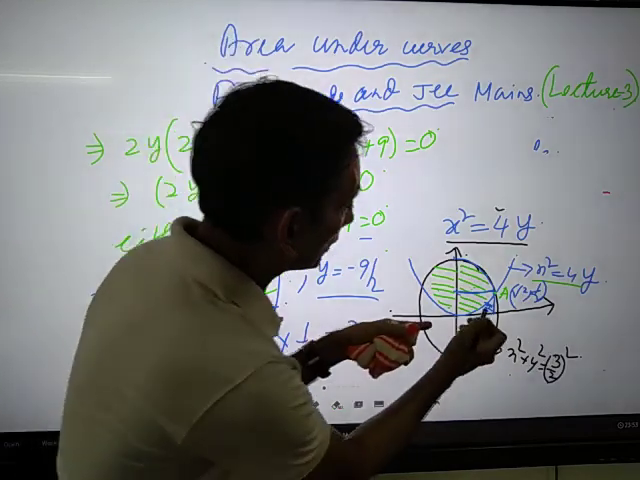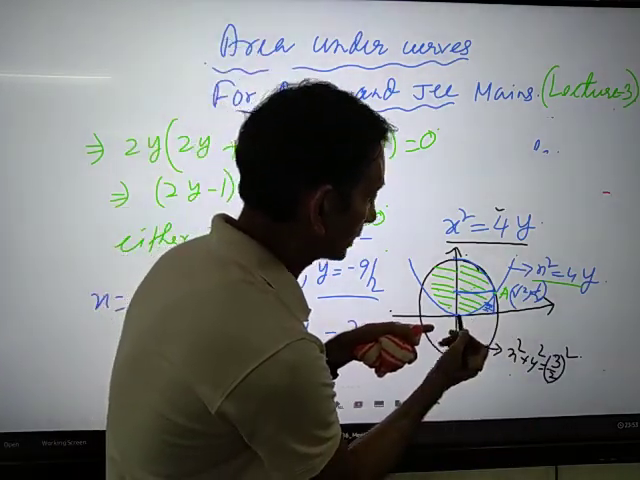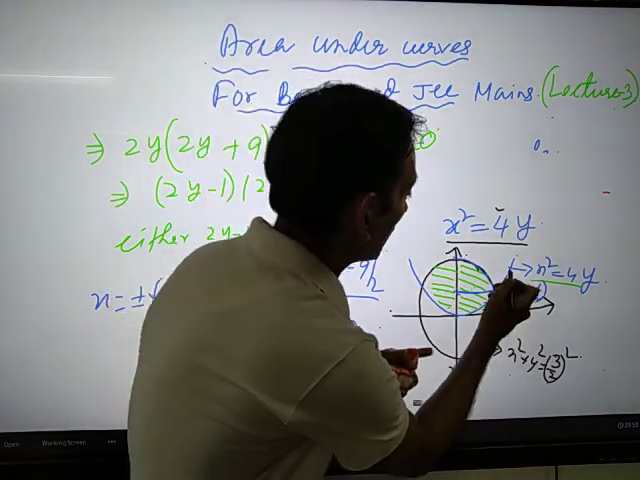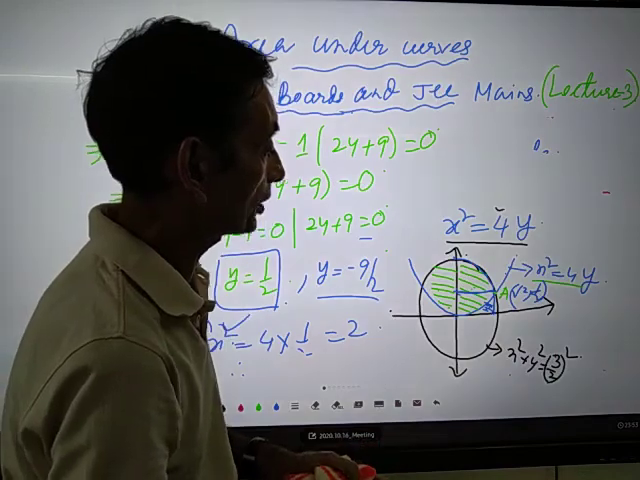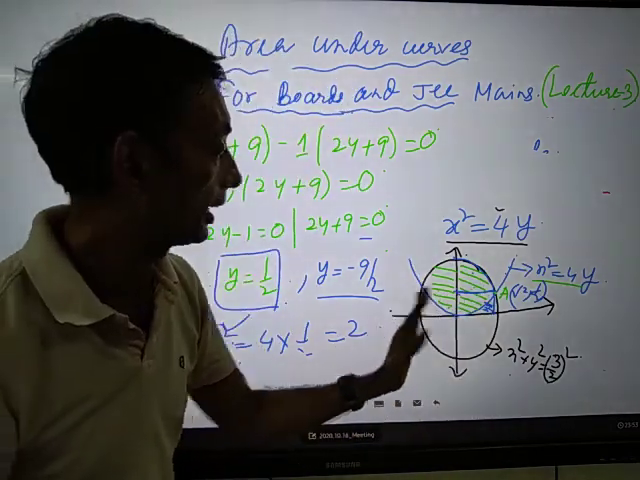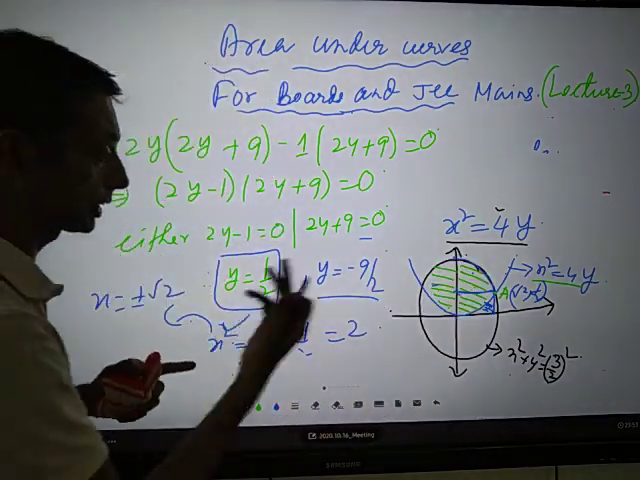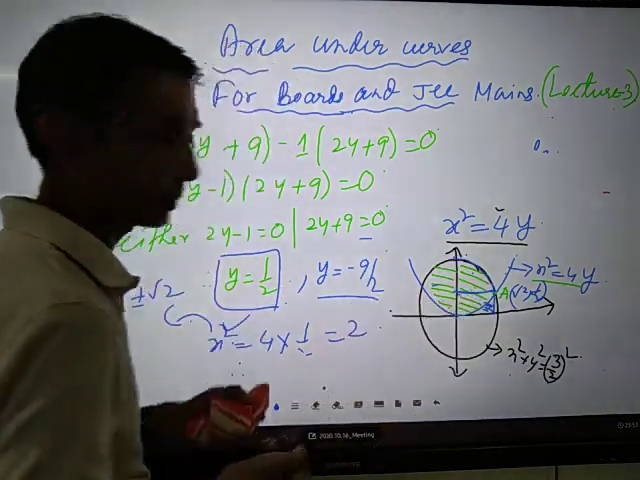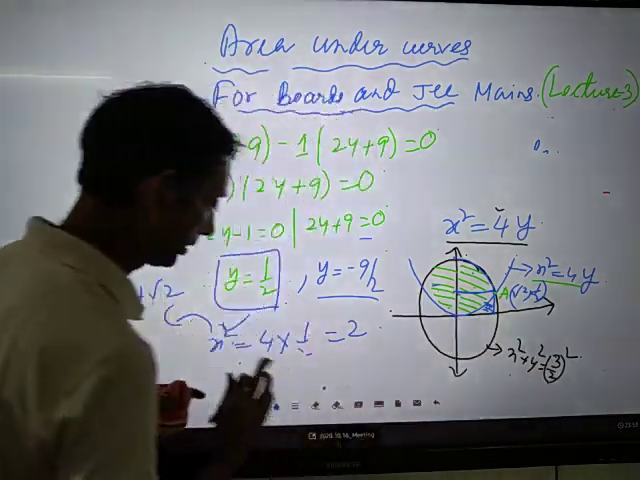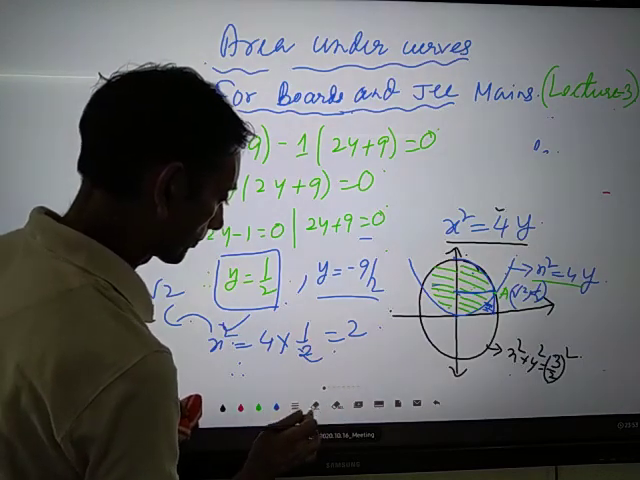But since we don't need these portions, we need to subtract, from the same limits 0 to root 2, the area bounded by the parabola. If we subtract, we'll get the shaded portion in the first quadrant, and if we multiply by 2, we'll get the complete area. So we can follow any of the methods. We'll integrate along the x-axis, fine. So we can move to the next slide.